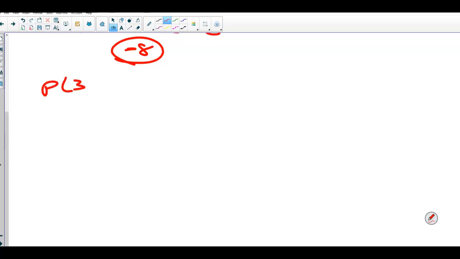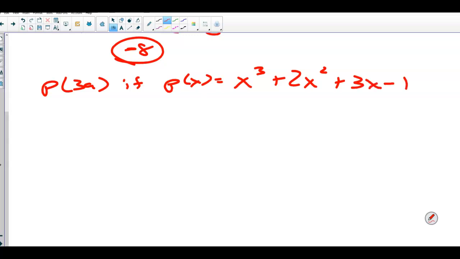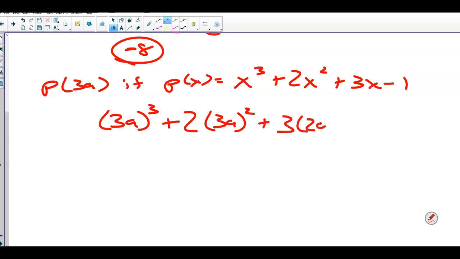Now, the next one is P of 3a. Same deal. Whatever's in that parenthesis, that's what you plug in for x. So, 3a cubed plus 2 times 3a squared plus 3 times 2a minus 1. 3a cubed: 3 cubed is 27, a cubed is a cubed. 3a squared is 9a squared.